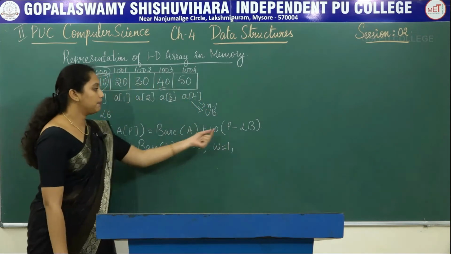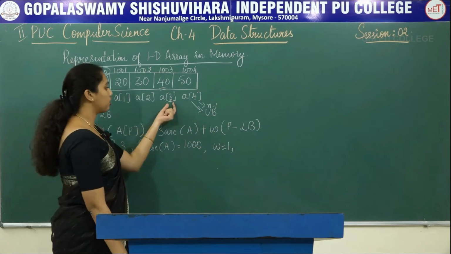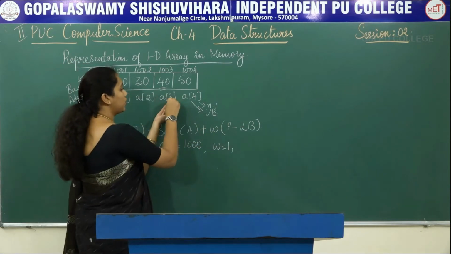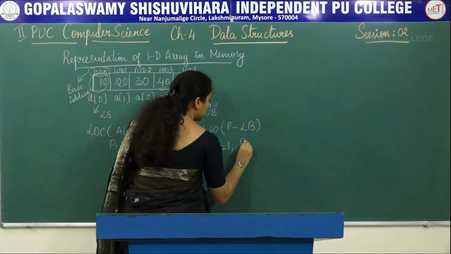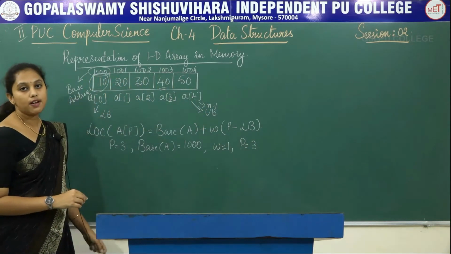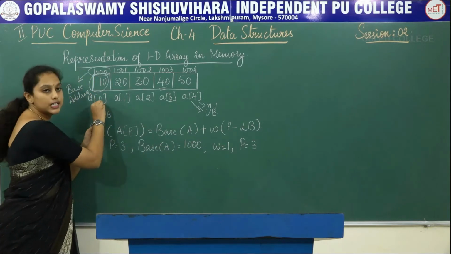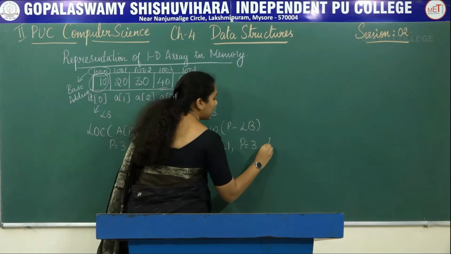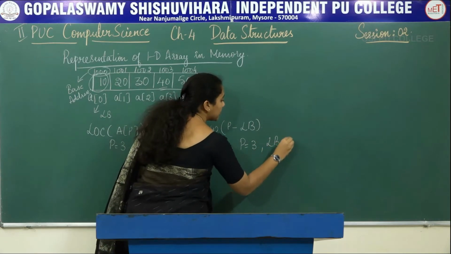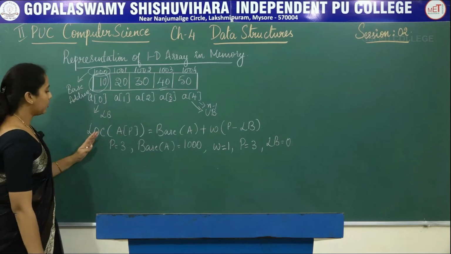Next, what is P? P is the location of the element. The location of the element is 3. Hence the value of P is 3. Next, what is the value of lower bound here? The value of lower bound is 0. Now substitute these values in this formula.